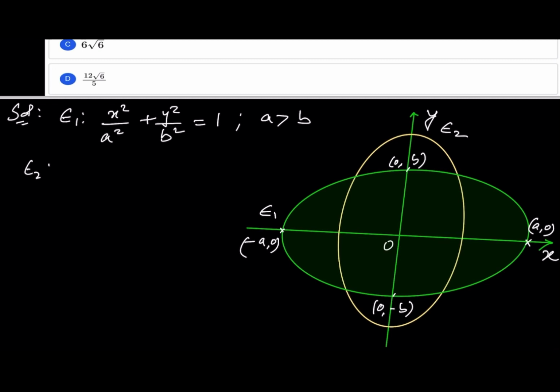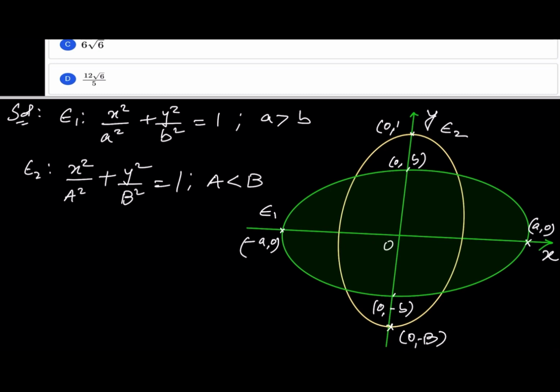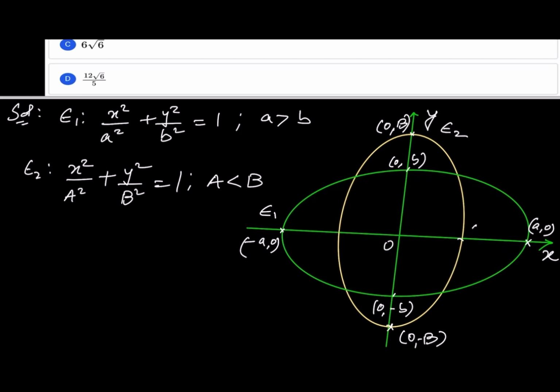And E2 is x square upon capital A square plus y square upon capital B square is equal to 1. Here capital A is less than capital B. It implies that it is a vertical ellipse, yellow in color, having its major axis as the y-axis, with vertices 0 comma capital B and 0 comma minus capital B, and capital A comma 0 and minus capital A comma 0, right?